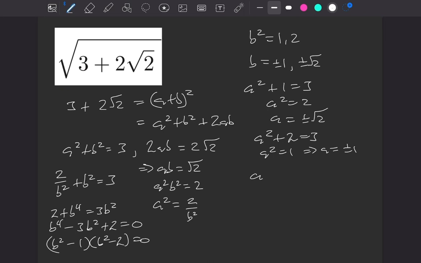So a plus b is going to be plus or minus root 2 plus 1. And now then, we know if we square root this thing, we're left with just a plus b. So this is our final answer down here: plus or minus square root of 2 plus 1.